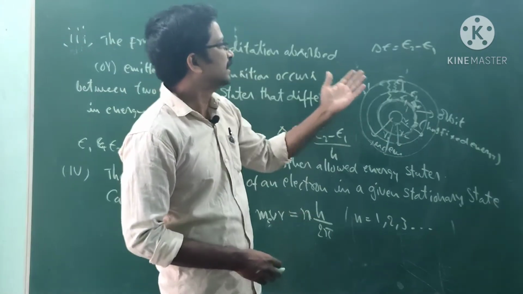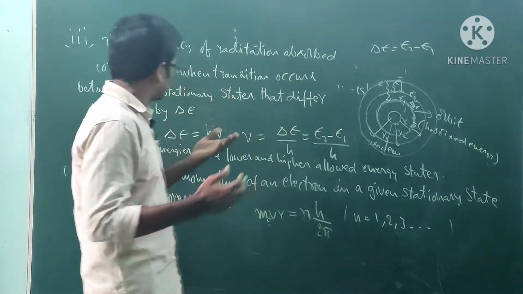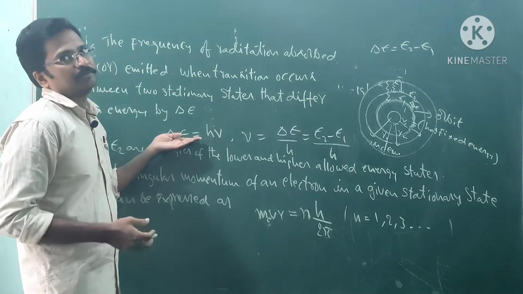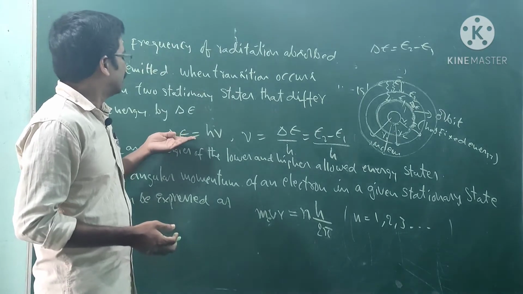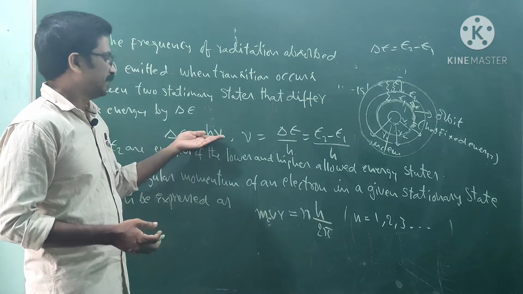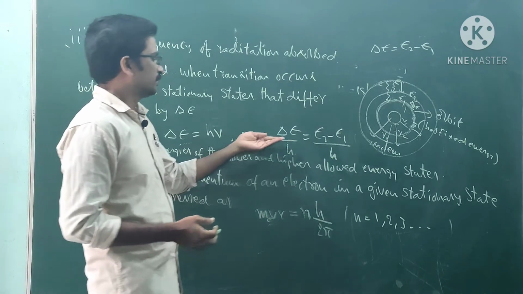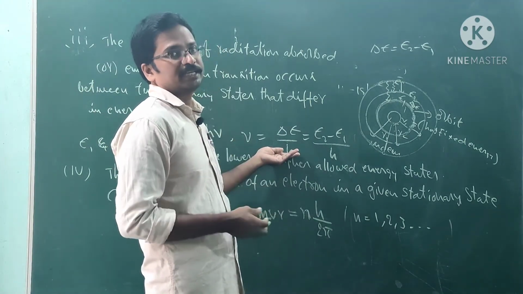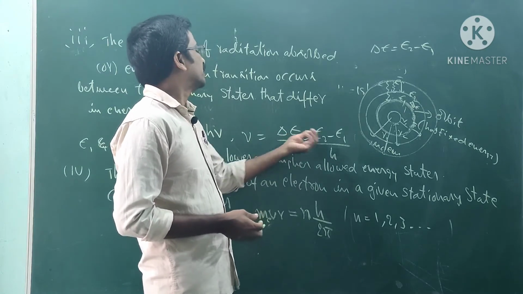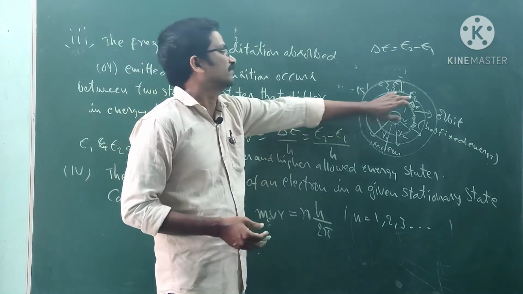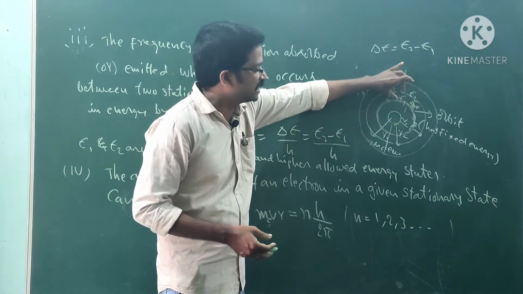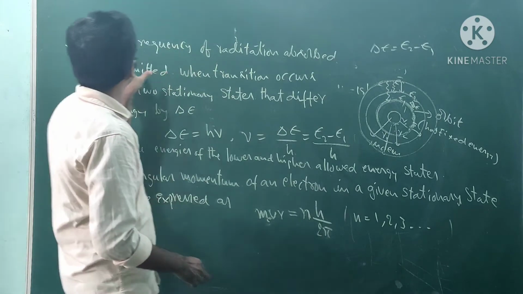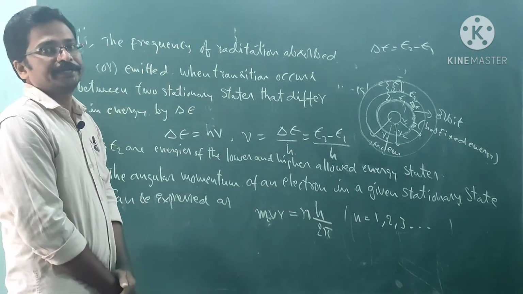E2 minus E1. We know the formula from Planck's quantum theory: del E is equal to h nu, so nu is equal to del E by h. h is a constant that is known as Planck's constant. Del E means E2 minus E1, the energy difference between these two levels. That is the point mentioned in the third point.